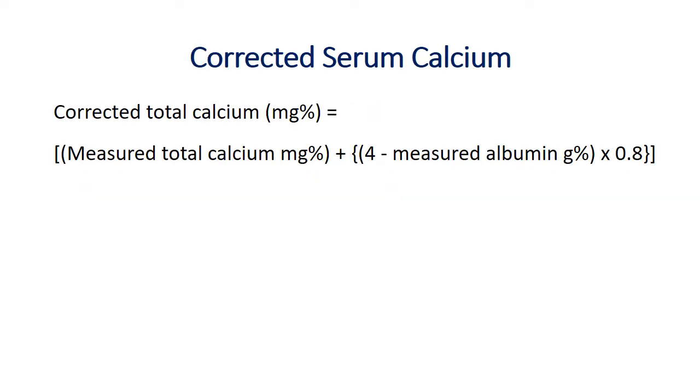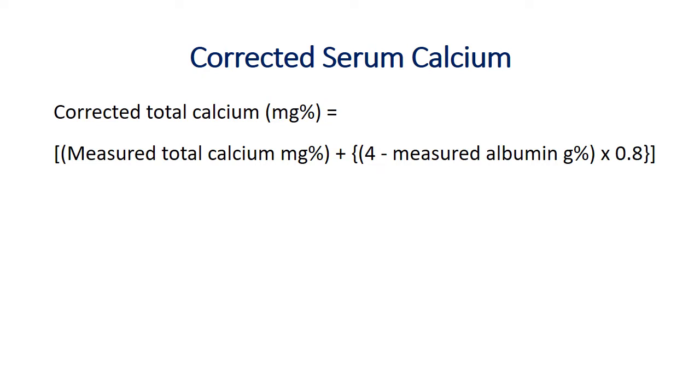If you do not have access to measurement of free calcium or ionized calcium, you can use a derived formula for correcting the total calcium, where depending on the albumin level, you can increase or decrease the level of the total calcium to get corrected total calcium.